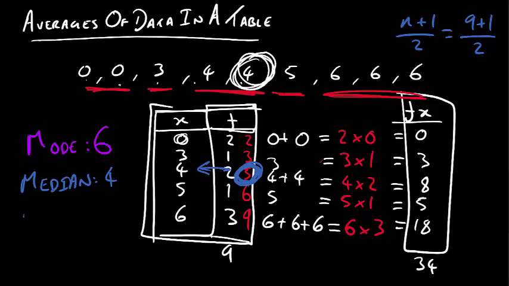Okay, and remember my mode, my mean. So my mean comes out as, it was 34 over 9, which came out as 3 point something. Okay.